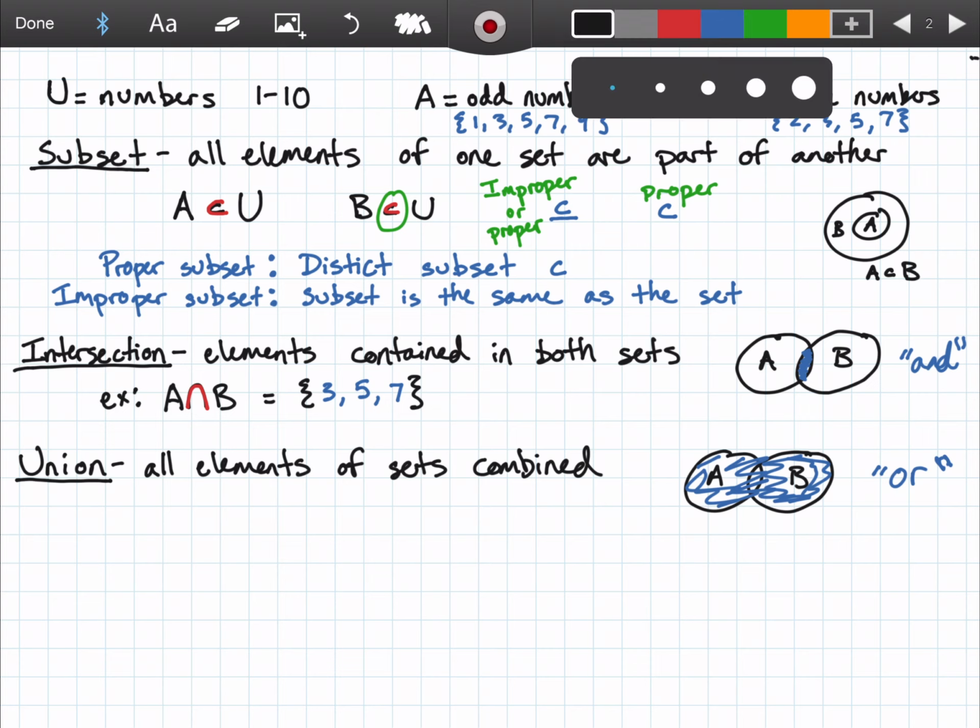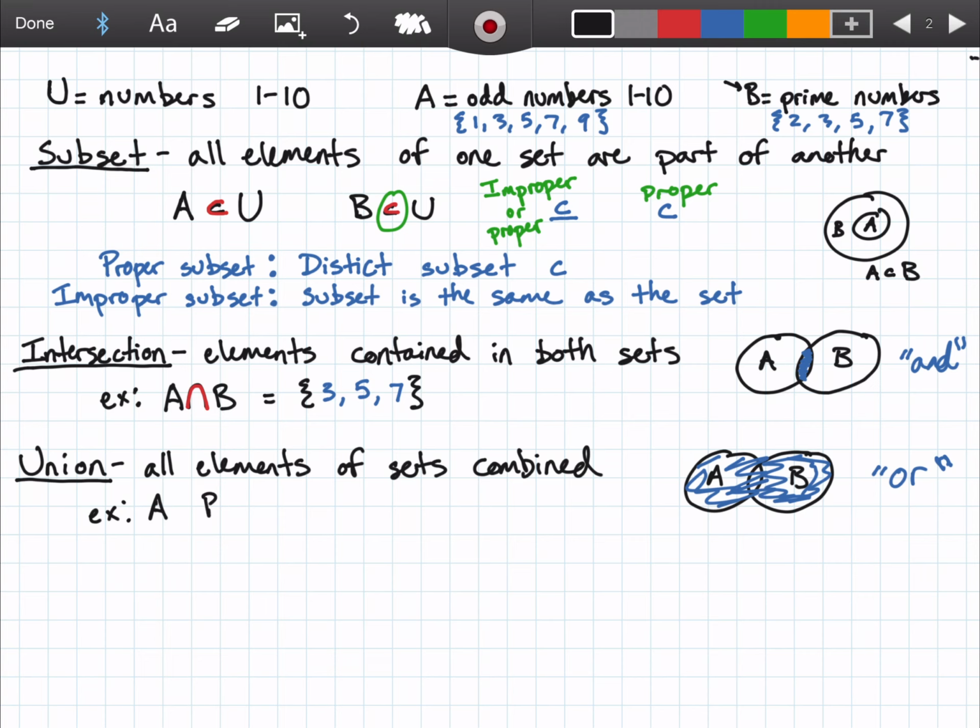The symbol for this is basically going to be a capital U. So it's A union B. And so I'm just going to list all of the sets and shove them all into one. We do not need to list numbers twice. So if I put them all together in the same pool, we got 1, 2, 3, 5, 7, 9. So that's all of the numbers that are in A or B.